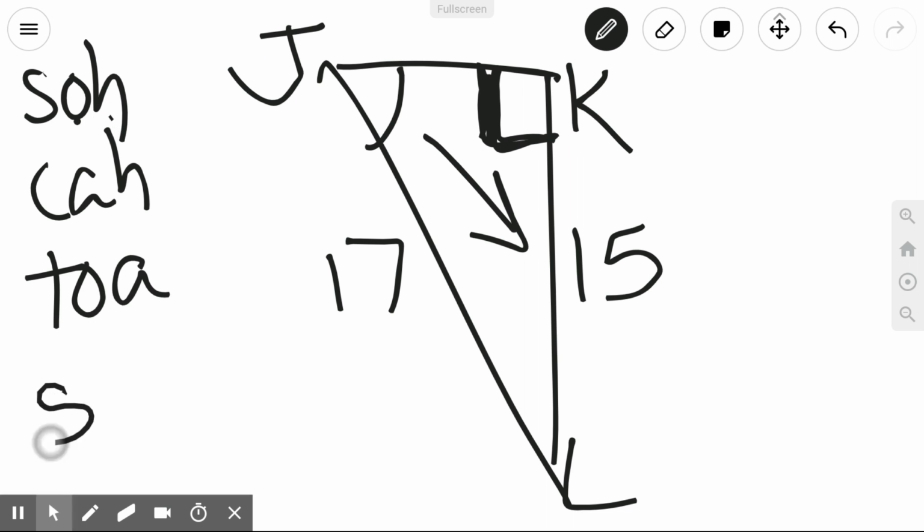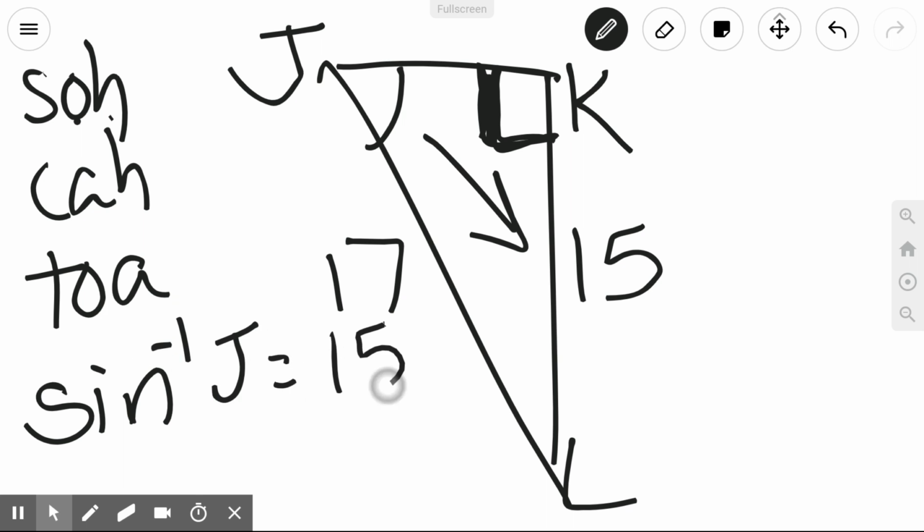So now this one, since I'm trying to find the angle, I have to do sine to the -1 of J is opposite 15 over 17. So I'm going to hit that second function, sine to the -1. I'm going to type in 15 divided by 17. I hit enter, and I have an angle amount, 62 or 61.9. So that's it.